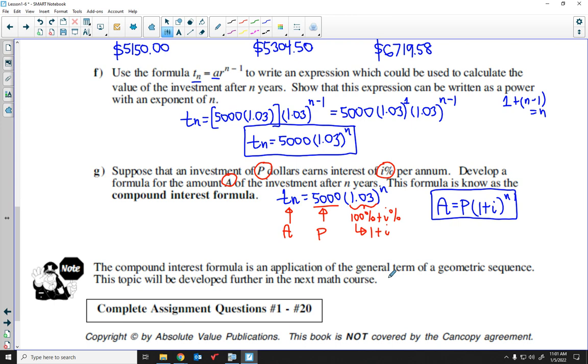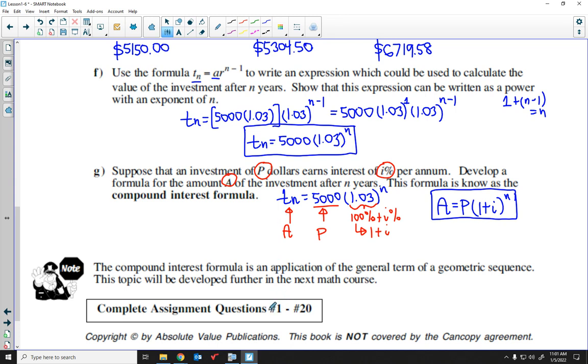It makes a note that the compound interest formula is an application of the general term of a geometric sequence, and that you might consider this topic in a bit more detail in a future math course. I feel like that might be something you deal with again in the logarithms unit, which I made reference to in the previous lesson.